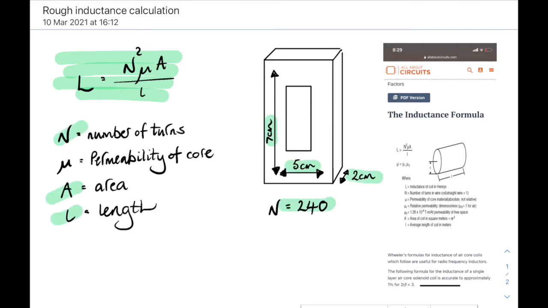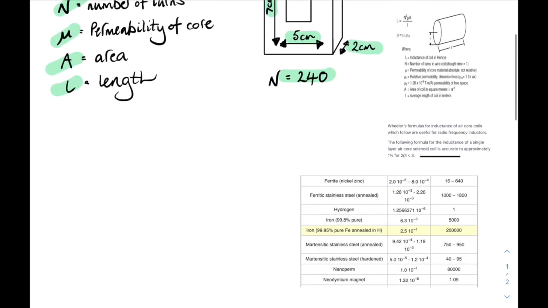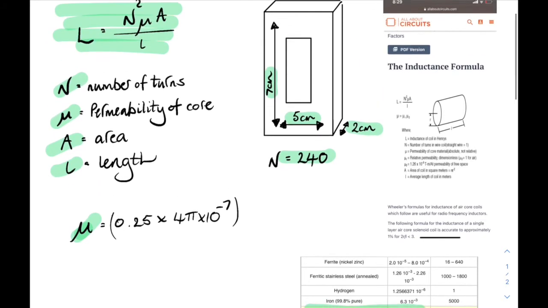So the area, I measured it, it was 7 centimetres by 5 centimetres and it was 2 centimetres long. I then went and I looked up the engineering toolbox for the relative permeability of iron, and it's 0.25. So if we want the permeability of the core, it will be 0.25 times the permeability of free space. Now, the permeability of free space is on your data sheet. It's 4 pi times 10 to the minus 7. So if we multiply that by 0.25, we'll get mu that we can put in this relationship.